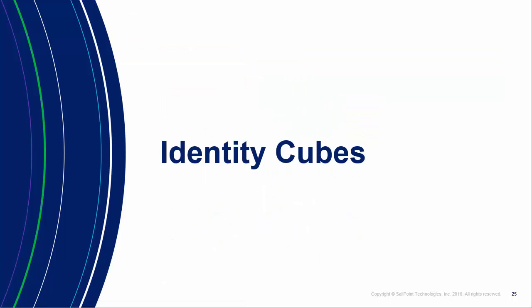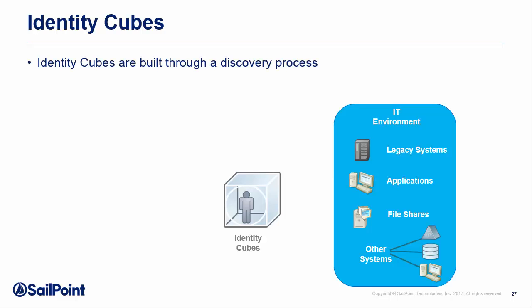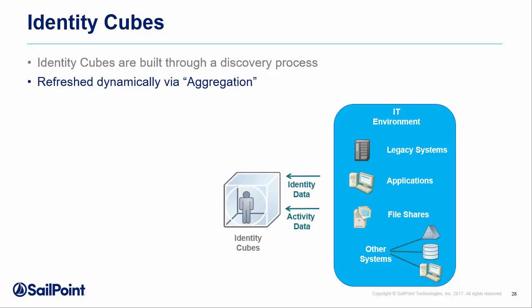Identity cubes. We store user data inside of IdentityIQ in what we call identity cubes. These cubes are built through a discovery process where we collect data from the IT environment. We keep these identity cubes updated with the current state of the user's access through account aggregation tasks, which we will talk about in more detail in a moment.